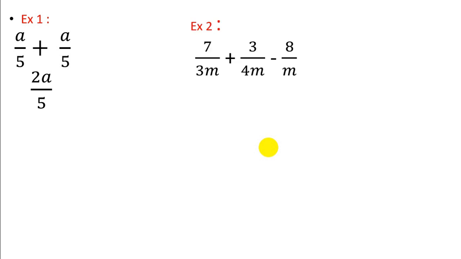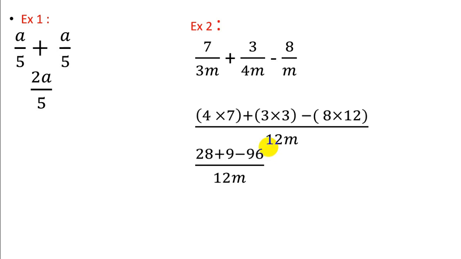Let me take another example with different denominators, which is in the same review exercise, that is question C: 7 over 3m plus 3 over 4m minus 8 over m. The denominators are different, so you need to calculate the LCM. LCM is 12m. 12m divided by 3m is 4. 4 multiplied by 7 is 28, that is mentioned here. Again 12m divided by 4m is 3. 3 multiplied by 3, 9, is over here.